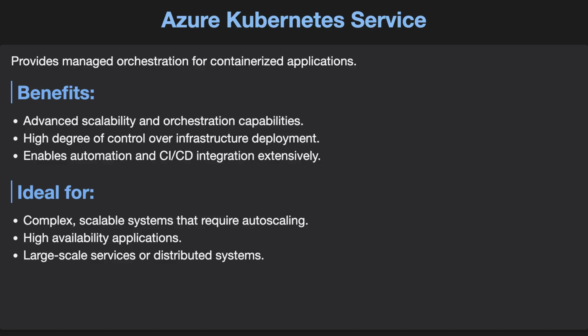Azure Kubernetes Service provides managed orchestration for containerized applications. Benefits: advanced scalability and orchestration capabilities, high degree of control over infrastructure deployment, enables automation and CI/CD integration extensively. Ideal for complex, scalable systems that require auto-scaling, high availability applications, large-scale services, or distributed systems.